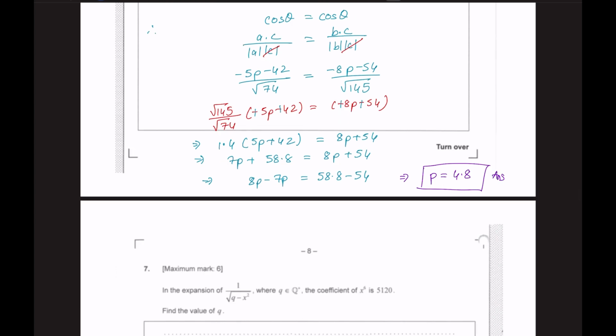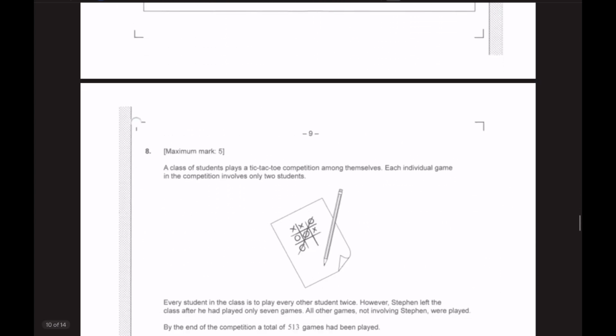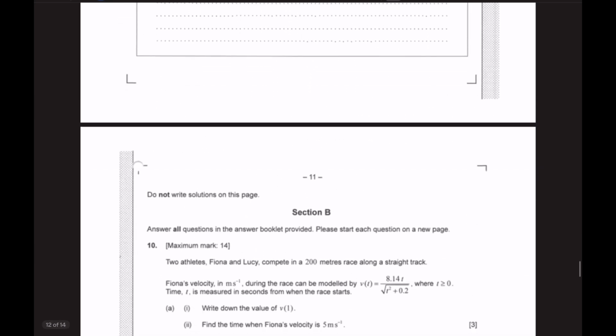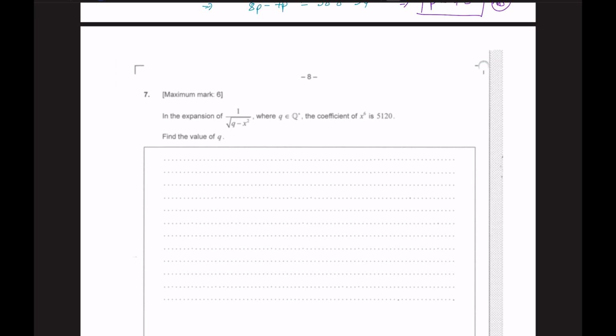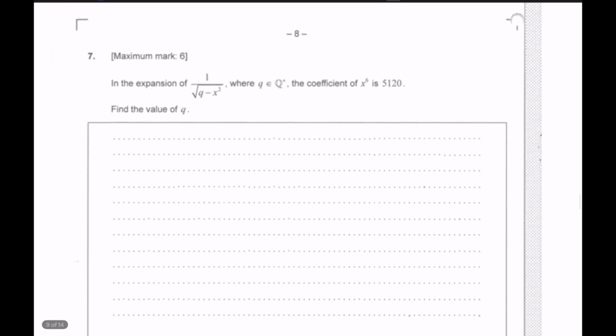That's our answer. The next one, we have two more questions. I think three more questions before section B. Now we need to write the expansion of root 1 by root q minus x squared. Okay, coefficient of x to the power 6 is given. We need to find the value of q. Now the expansion of this thing is given in your data booklet, right?